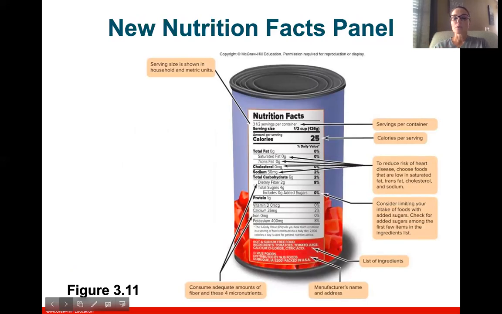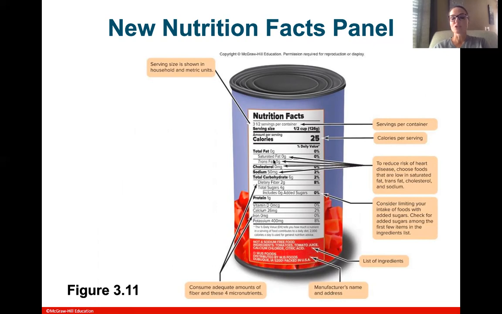Now what is required to be on the label is, you can see here, how many servings are in the whole container. So how many servings are in this can? What is the serving size? How many calories?